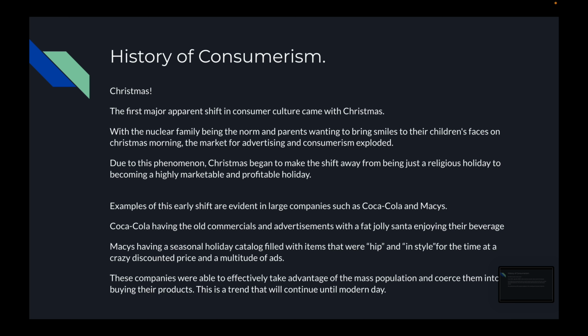Examples of this early shift are evident in large companies such as Coca-Cola and Macy's. Coca-Cola had the old commercials and advertisements with the fat jolly Santa enjoying their beverage, and Macy's had a seasonal holiday catalog filled with items that were hip and in style for the time, at crazy discounted prices, and they had a multitude of ads. These companies were able to effectively take advantage of the mass population and coerce them into buying the products. This is a trend that will continue until modern day.